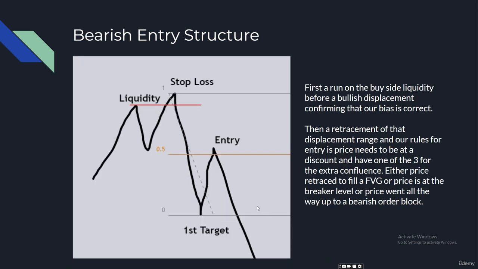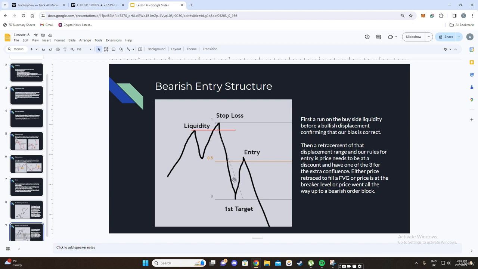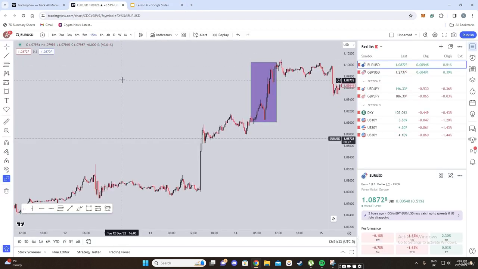And let's see the bearish entry structure. So first you'd expect a run on the buy side liquidity here, and you see it happening here. Then a displacement lower, then you'd wait for price to retrace back up above the 50% level, because that's our area of premium over here, and we have extra confluence with price at the breaker before trading lower. Let me actually go into the charts and show you an example of this.